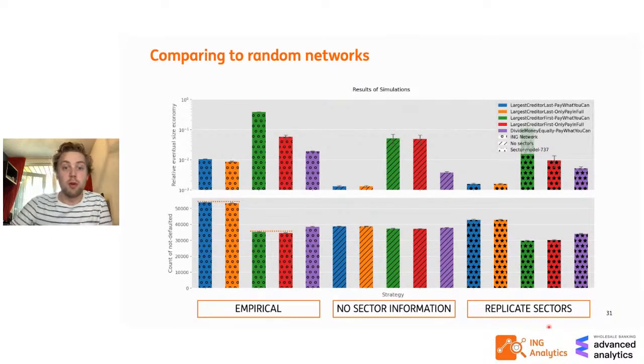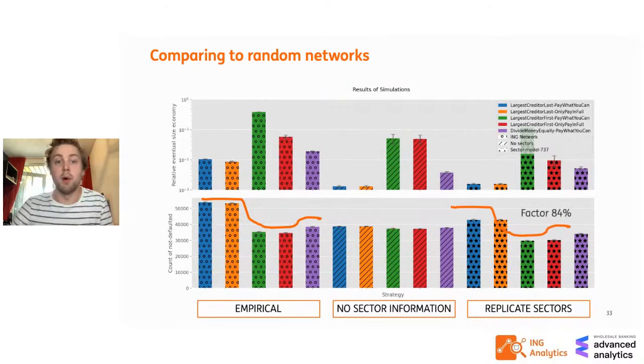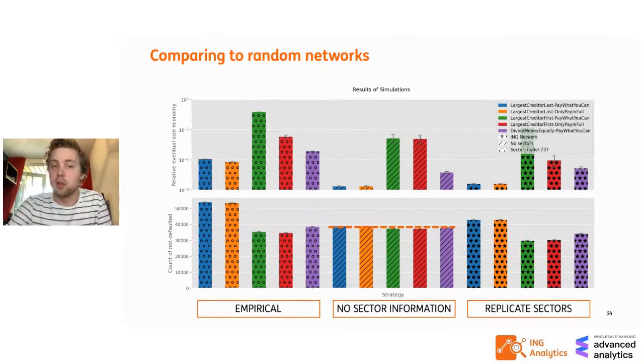Furthermore, the shape of these bars is replicated for the models where you replicate the sectors and not where you exclude the sector information. There, the number of not defaulted nodes is approximately the same.